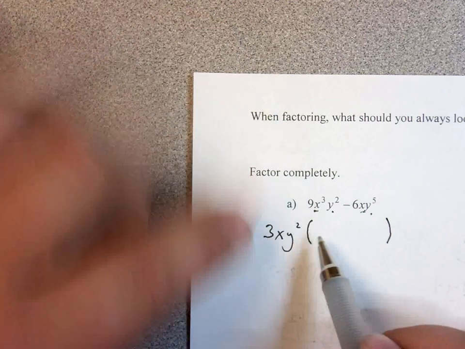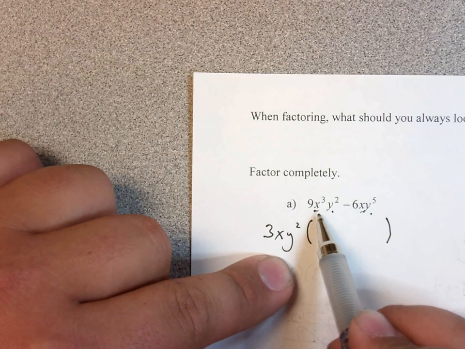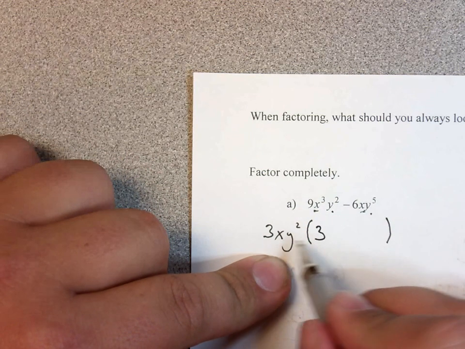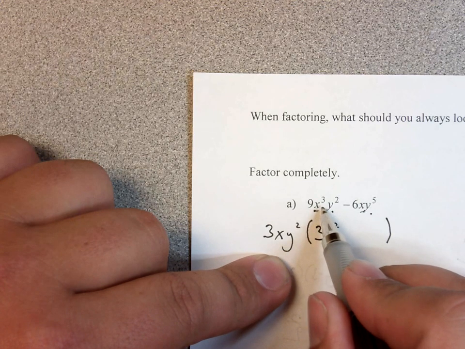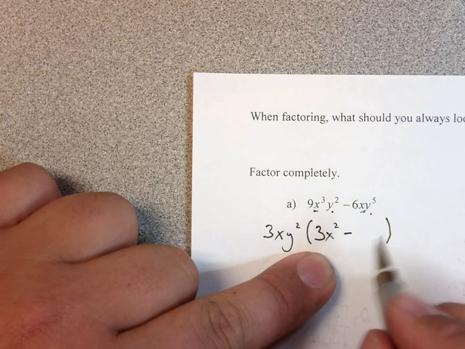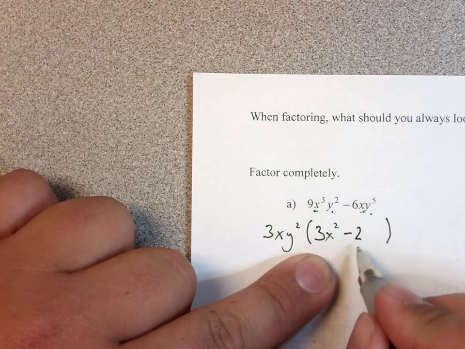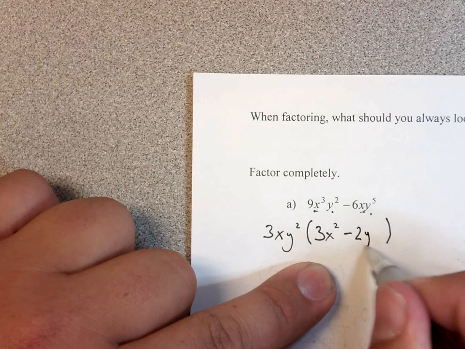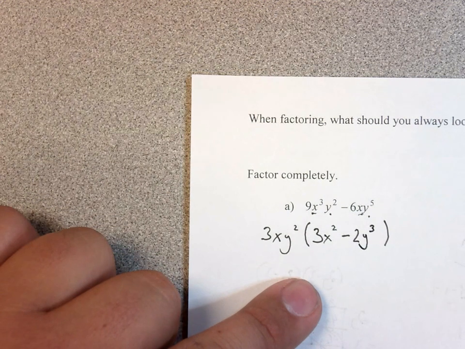So now I need 3xy squared times what gives me my original 9x cubed y squared. Well, 3 times 3 gives me 9. X times x squared gets me back to x cubed, and we already pulled out the entire y squared, so that's as far as I can go there. Minus 3 times what gives me negative 6, 3 times negative 2. Well, we already pulled out the x, we pulled out y squared, and I'm left with y to the 3rd. That is as far as we can factor letter A.